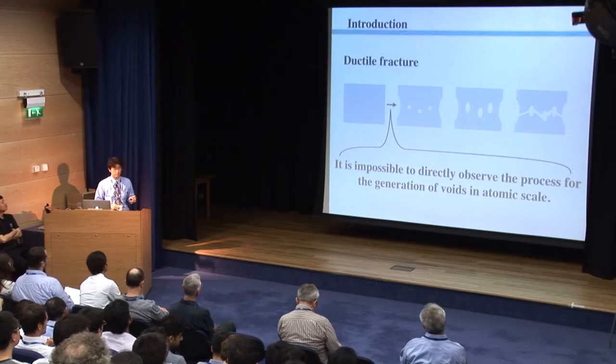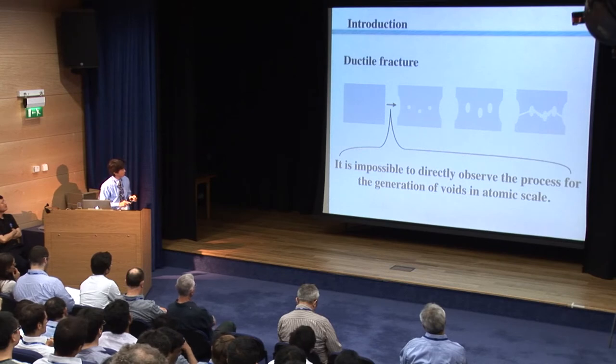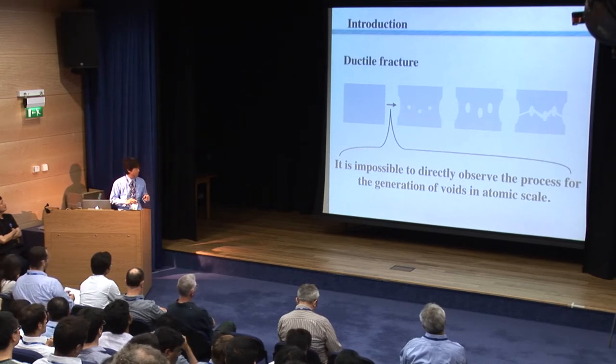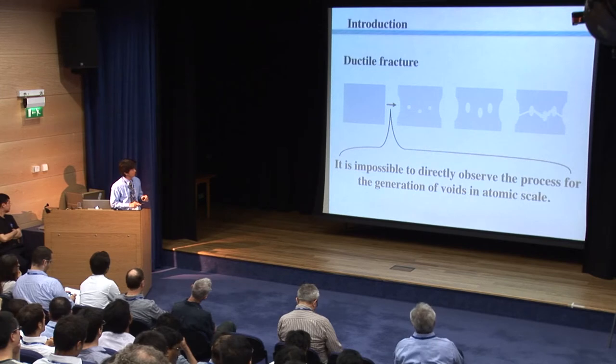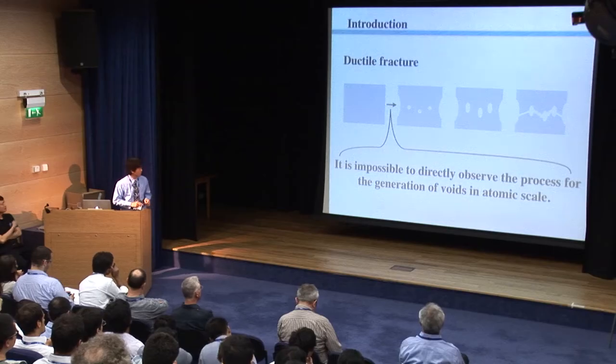Here, I briefly talk about the process of the ductile fracture. At first, we apply the stress in the sample along these directions. And the sample was stretched by the tensile stress, and some voids are generated at the earlier stage. And then the voids are grown by the tensile stress, and finally the sample was broken off.